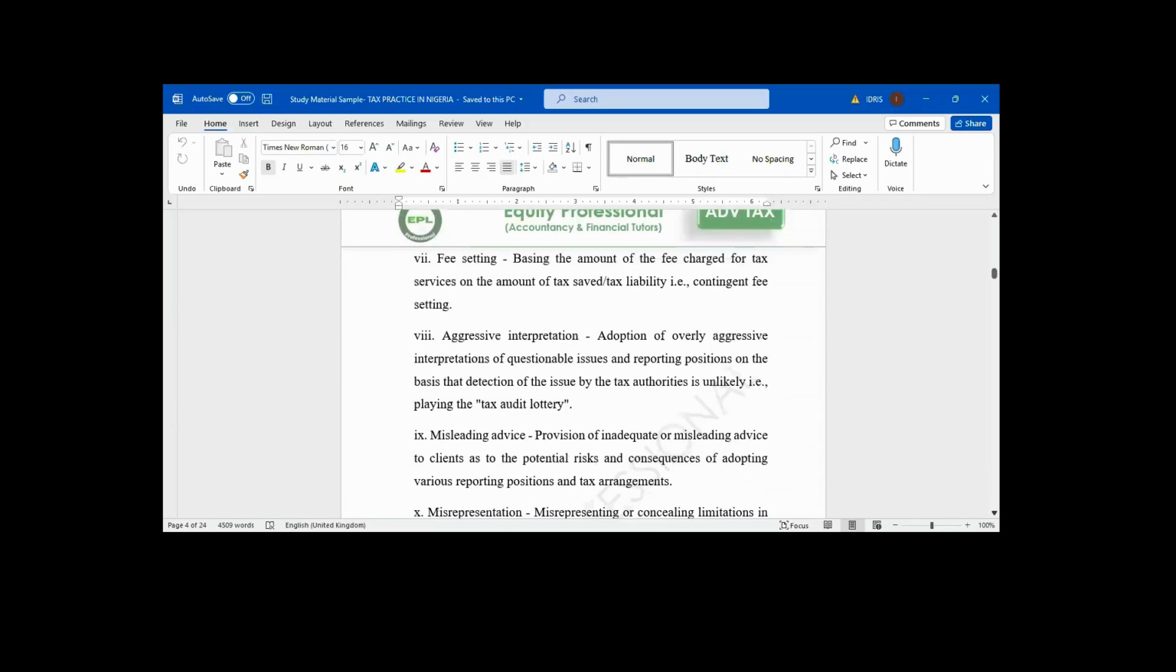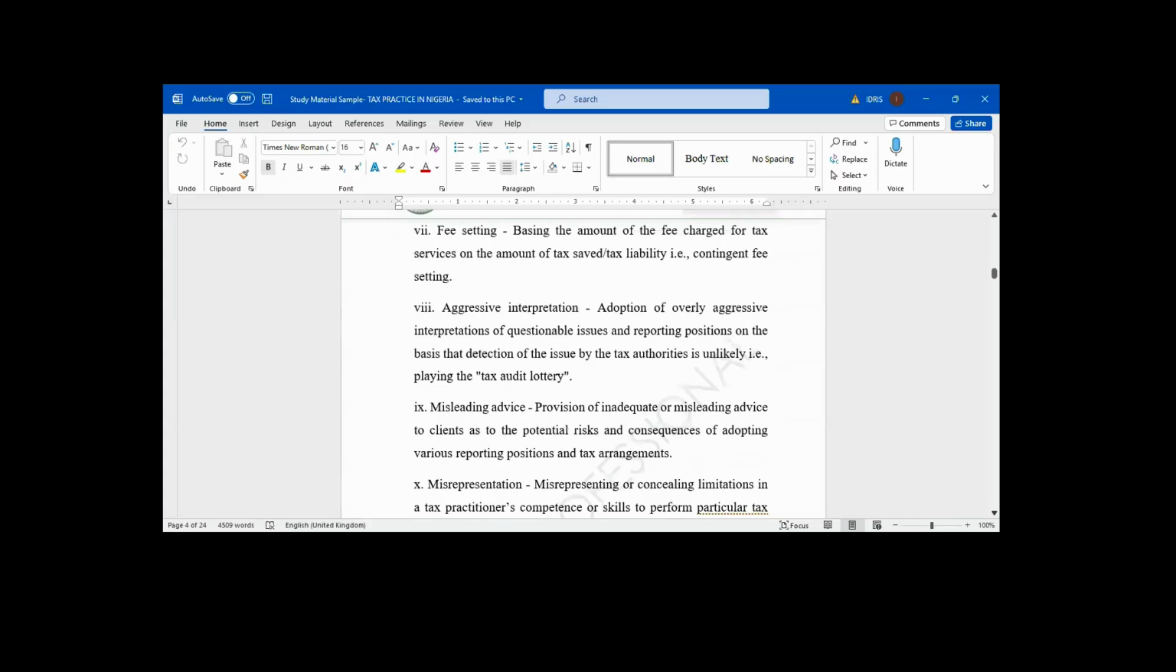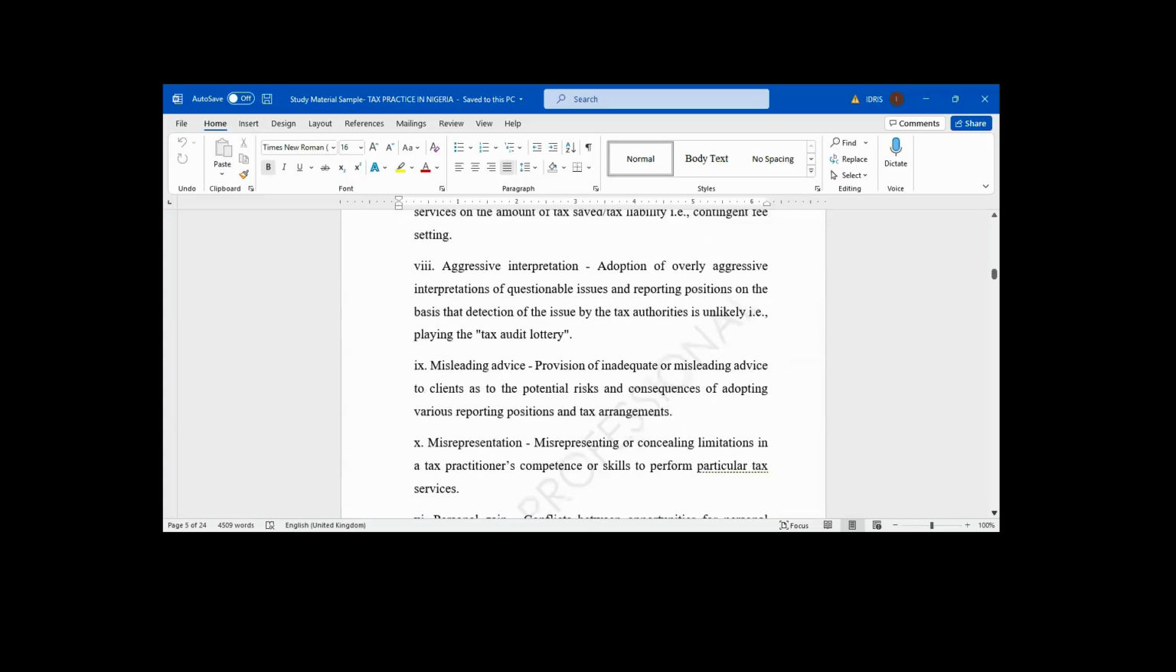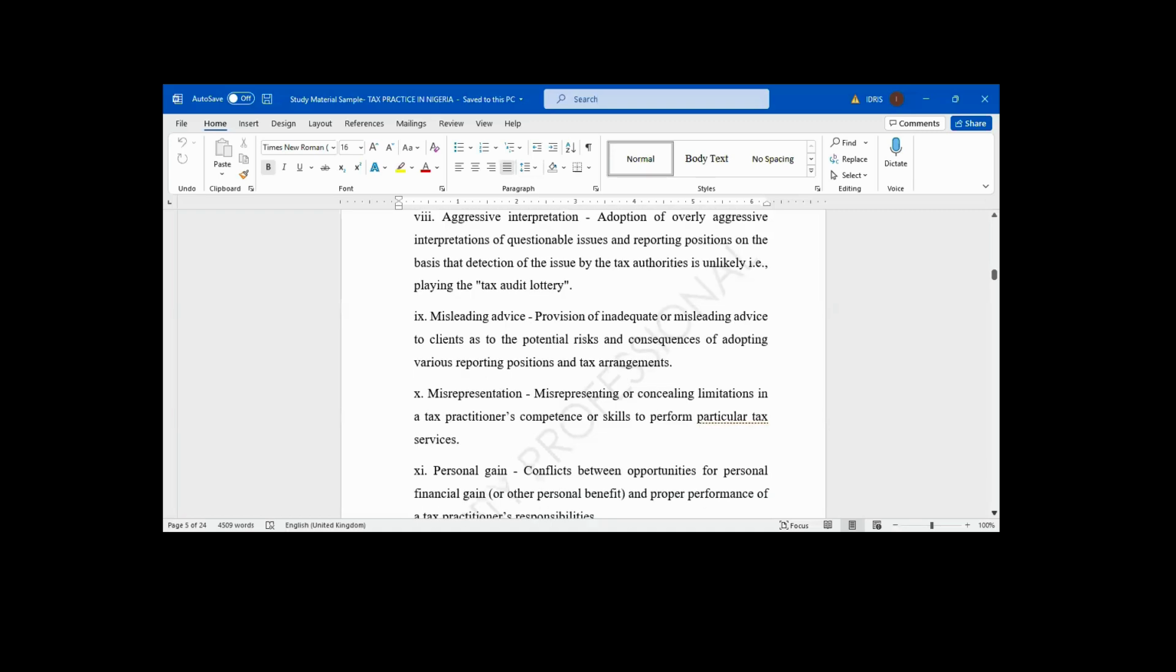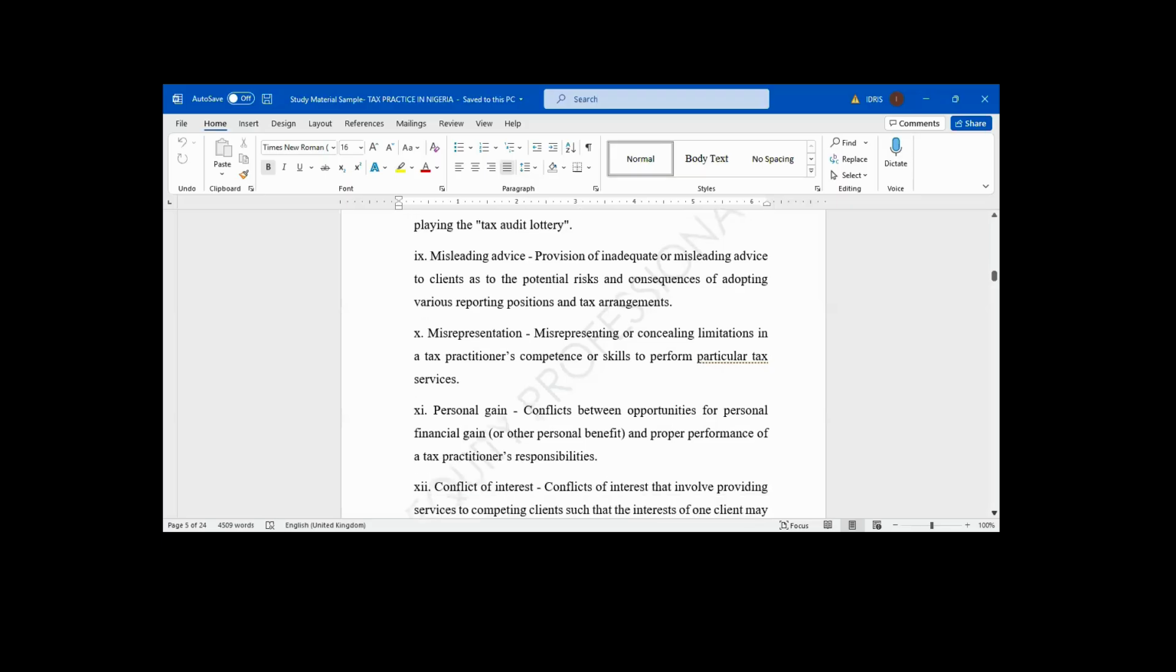Another one: you are giving them misleading advice. Some advice that will make them make a loss, that will make the company fold up. It's against the ethical issues of your profession. The professional body that you belong to, either CITN or ICAN, goes against this.